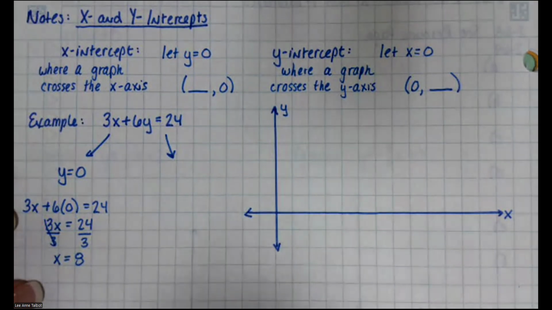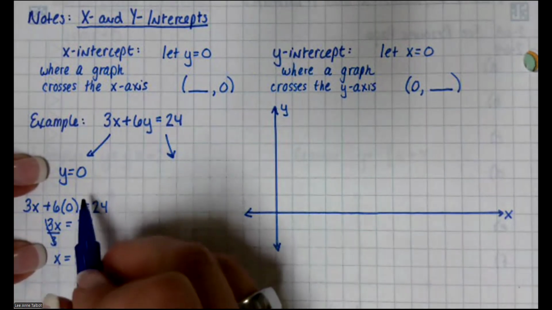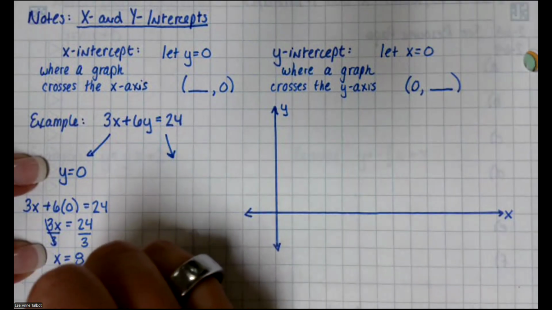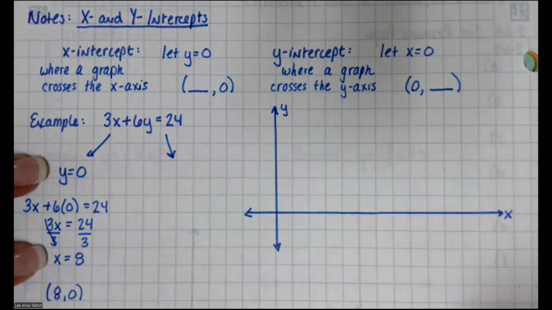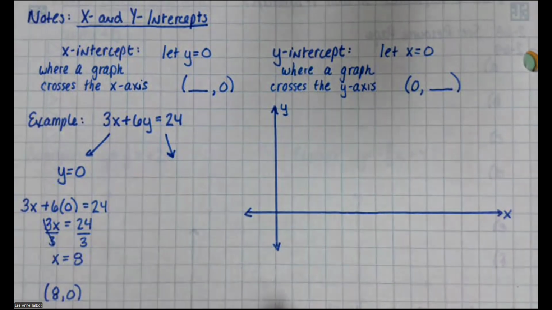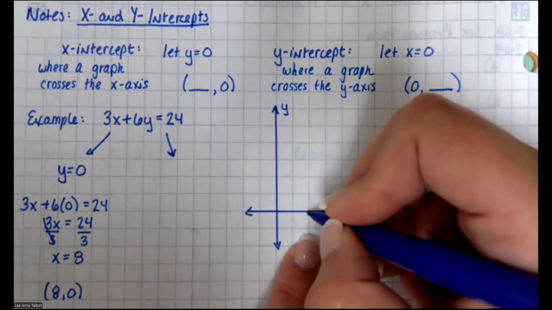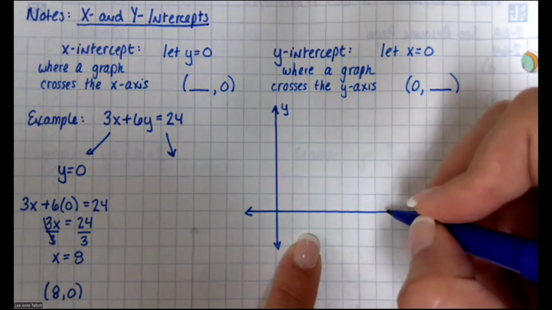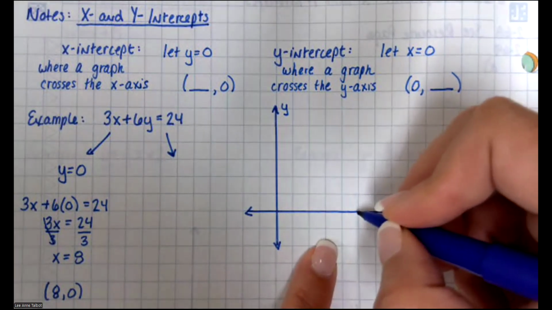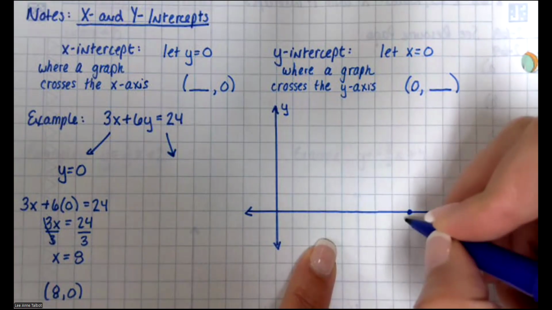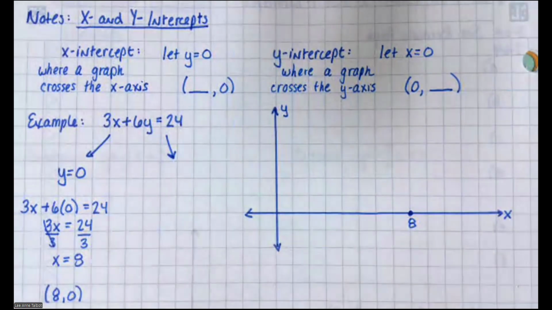Okay, and then below that, notice that x is 8 and y is 0, so put 8, comma 0. And then count yourself over to 8, comma 0.